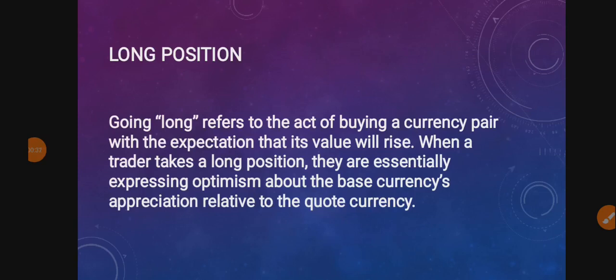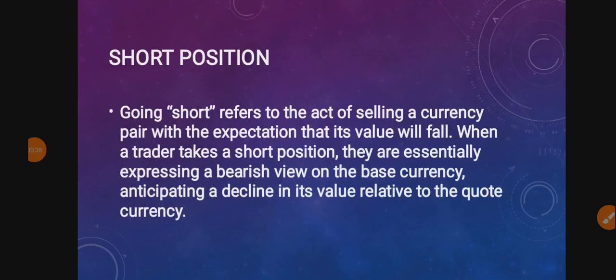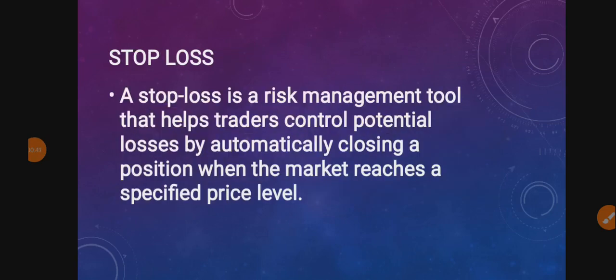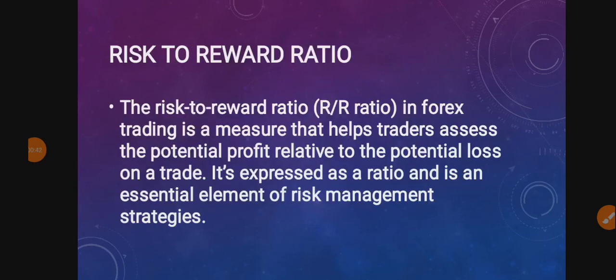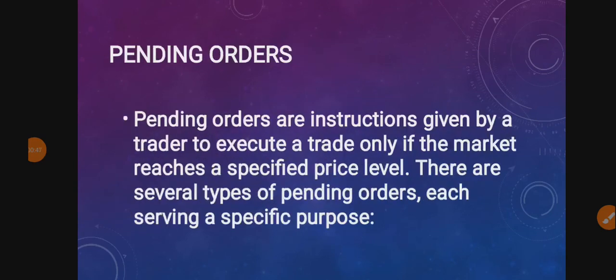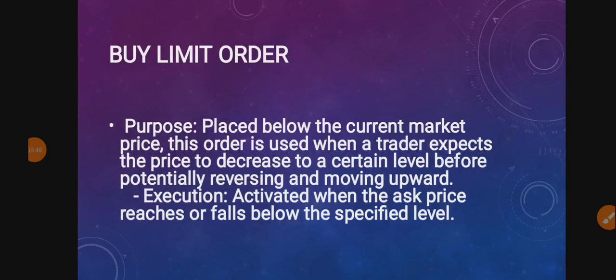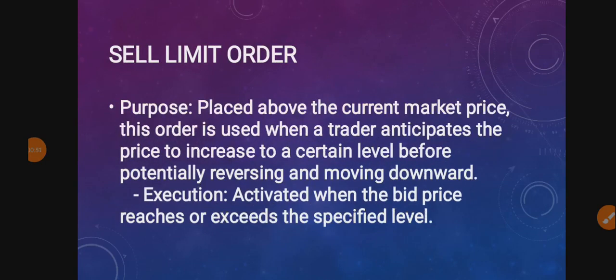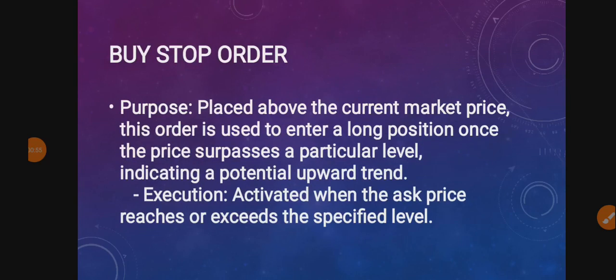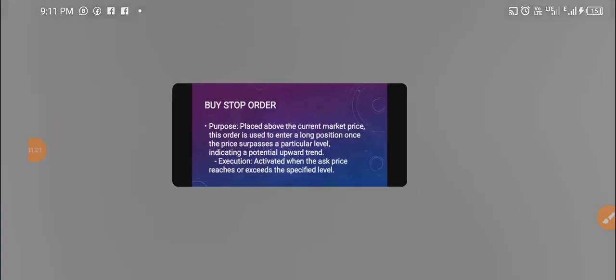All right, so from our last class we looked at long position, we looked at short position, we took a lot of illustrations and examples. We also looked at stop loss, take profit, we looked at risk to reward ratio, we looked at pending orders, which includes the buy limit order and the sell limit order. We took examples in each and every one of them. We also looked at the buy stop order. This was where we stopped in our last class, and today we're going to move further from here.